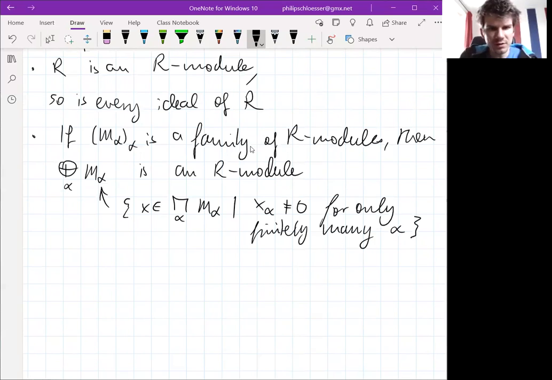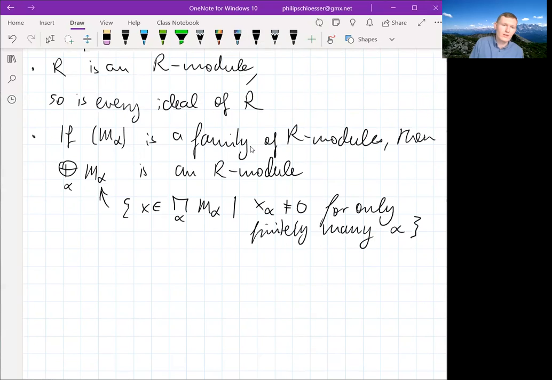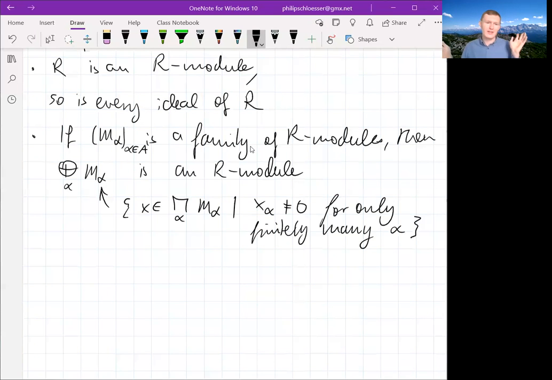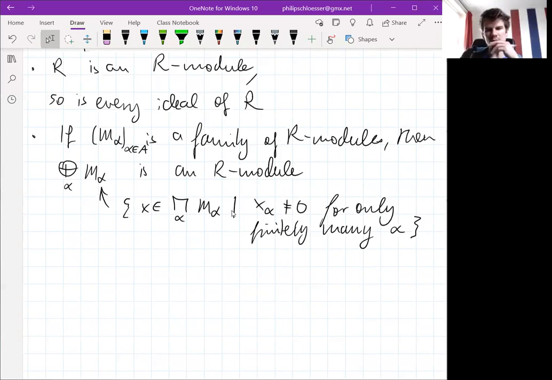I'm sorry, I don't understand this sort of double index notation. You wrote M of alpha and then brackets and then again alpha. What does it mean? Yeah, M alpha for alpha in some index set A. Oh, okay. It's just notation for a family indexed by some set. Okay.